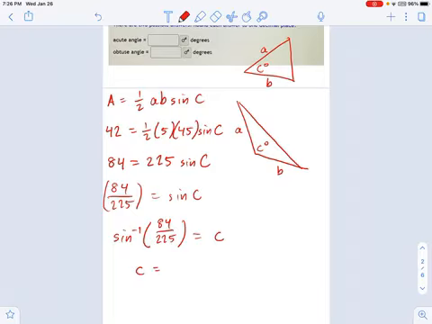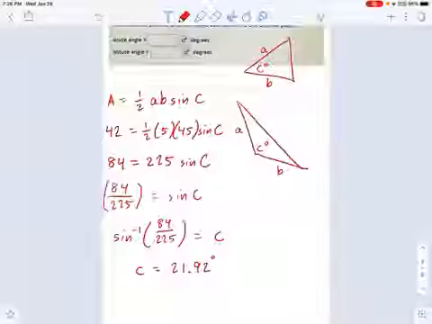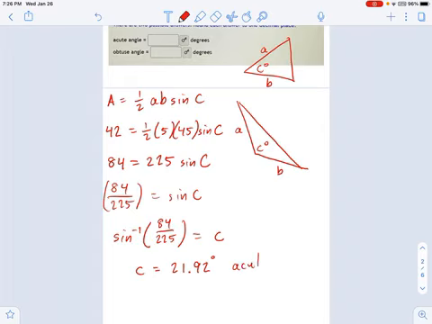Okay, I get C equals 21.92 degrees. I'm just going to round it to 2 decimals. See, I rounded it at the end. That's the appropriate time to round things. Now, that's obviously an acute angle. And this problem is saying, well, what about the obtuse angle? There might be a flat-ish triangle like this guy that I drew, where it has the same exact area. We don't know which one we're talking about.